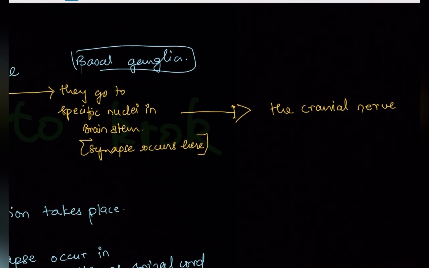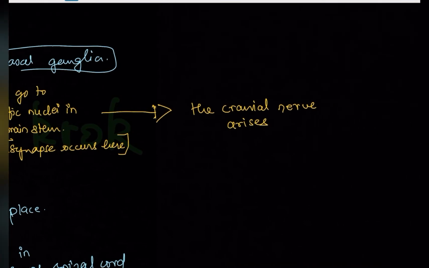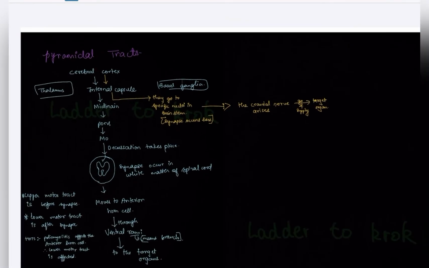So from there, the trigeminal nerve will arise. They will go and supply the target organ. The cranial nerve arises and goes to supply the target organ. Understood? So we are done with the corticospinal tract.